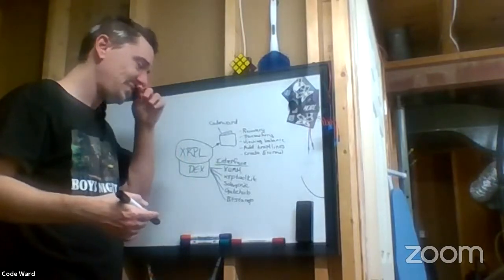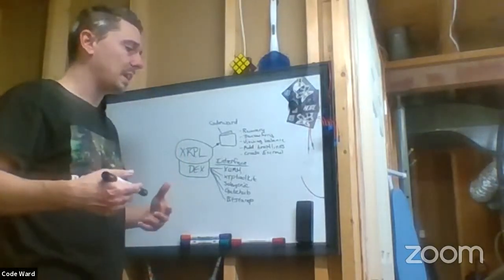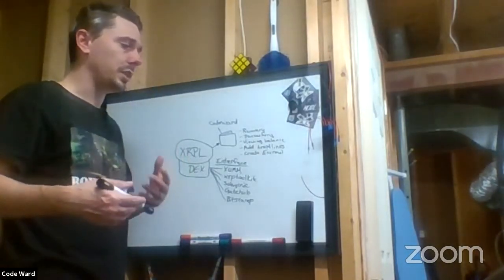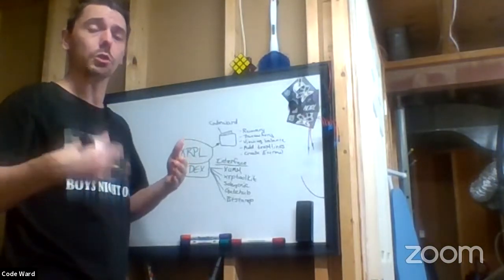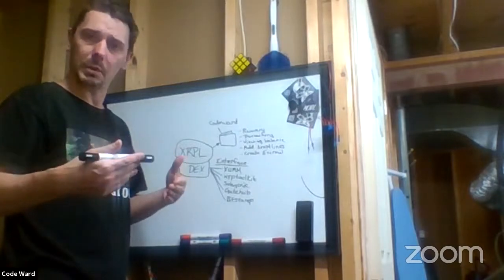Okay. So with that being said, wallets are interfaces, but not all interfaces are wallets. Does that make sense?